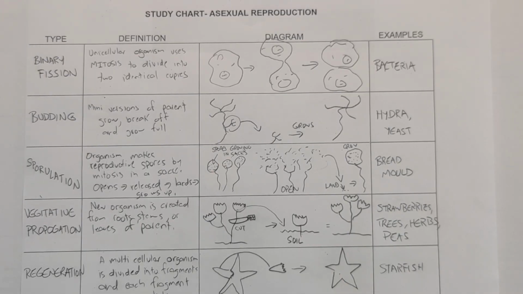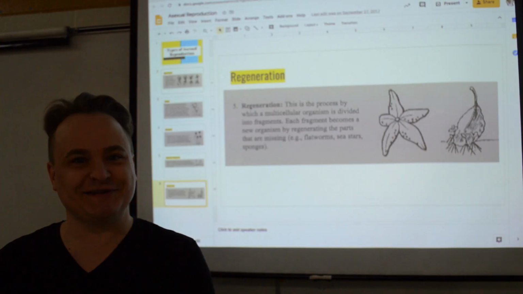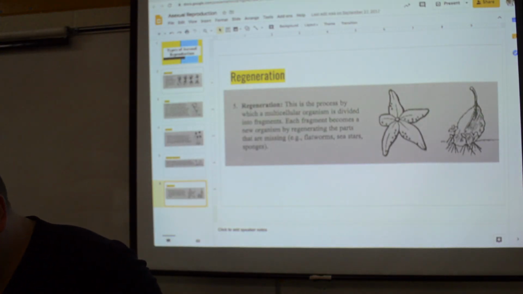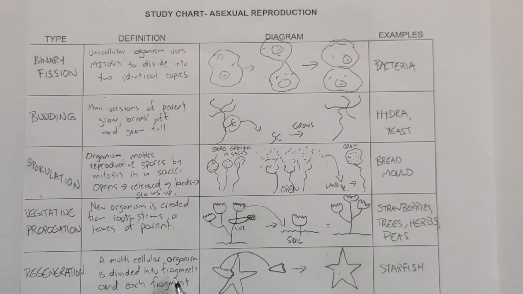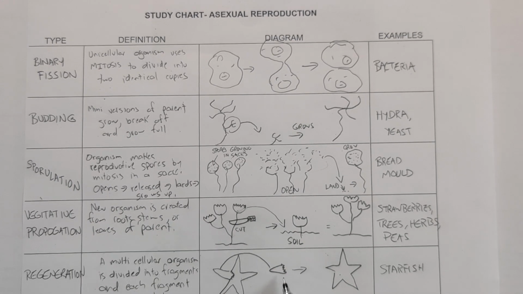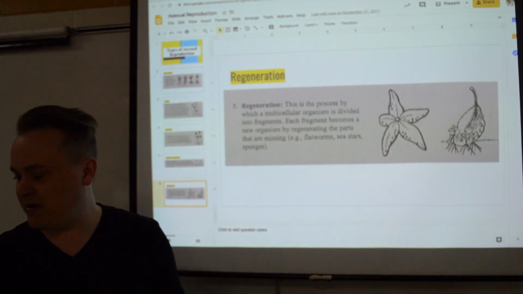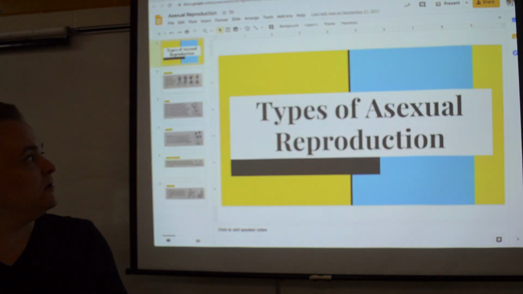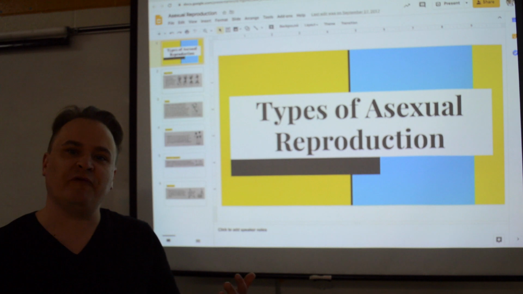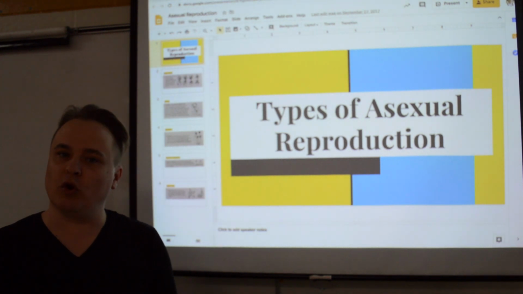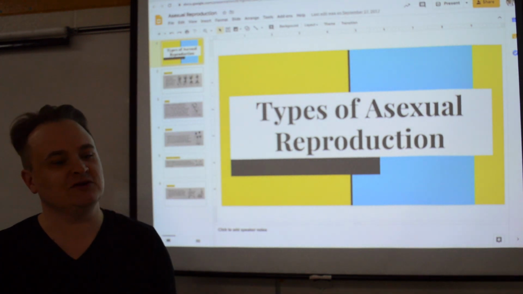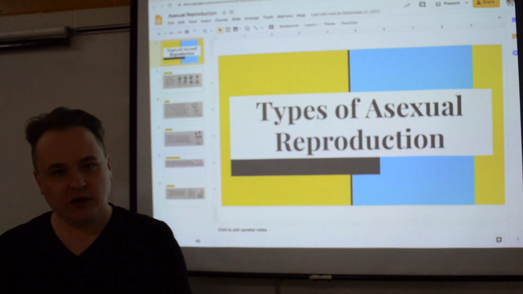The last one is regeneration, the old starfish one. Regeneration, a multicellular organism is divided into fragments and each fragment regrows a whole. There's starfish, breaks off one of the pieces, and that piece will grow. An example, starfish. Now, if your definitions aren't exactly the same as mine, don't panic. It's not a big deal. The biggest thing is that you know the 5 types, you can explain them in your own words, you know an example, and you can do a little diagram with them. If you can do that, you're in great shape.